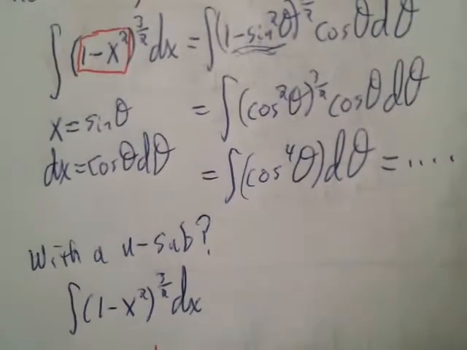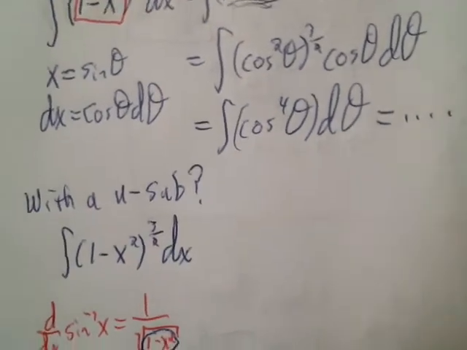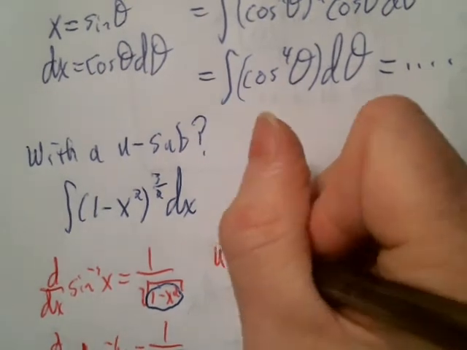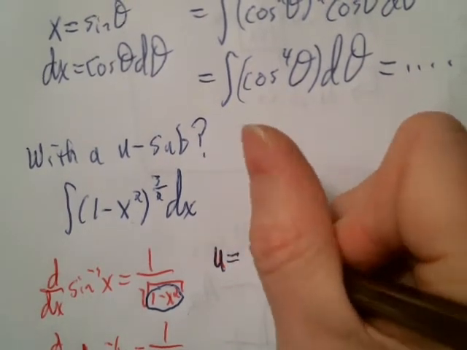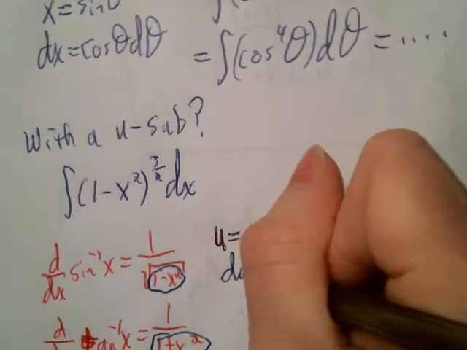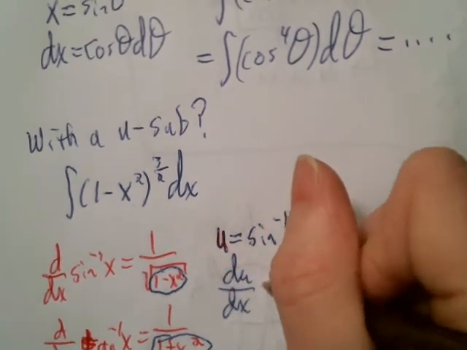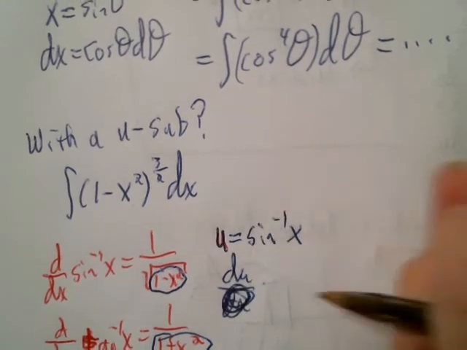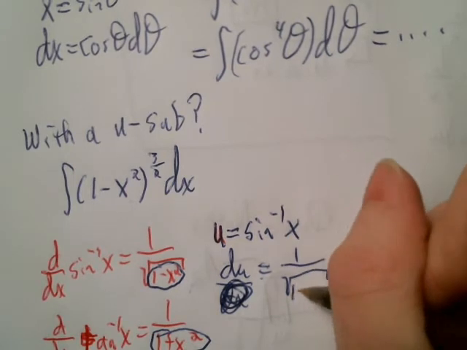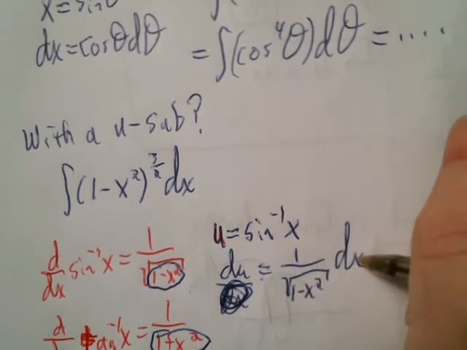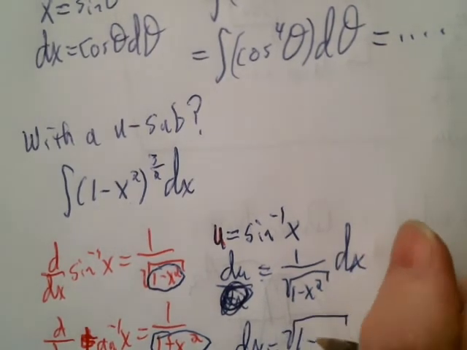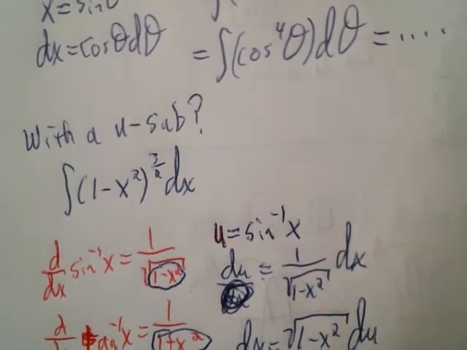Okay, so let's try it, right? Let's see if you're right. Let's let u equal sine inverse x, and then let's just get the differential. du is going to be 1 all over the square root of 1 minus x squared dx, and then dx will equal the square root of 1 minus x squared du.